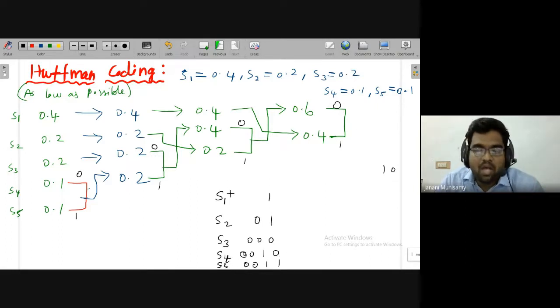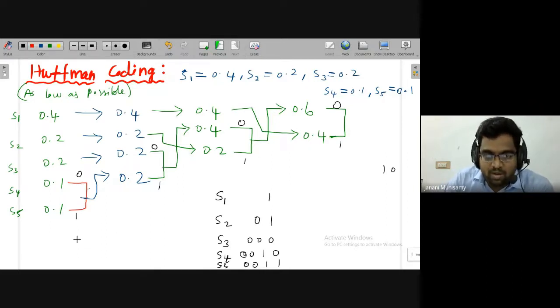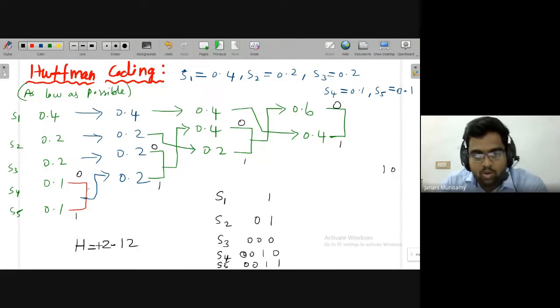Now this is the Huffman coding. Anyway, we need to find the entropy for this. You know the formula for entropy. Entropy is independent of method. It depends only on the probability values. So I have already calculated it; I am directly writing 2 into 1.2. Now you know how to find the average code word length.